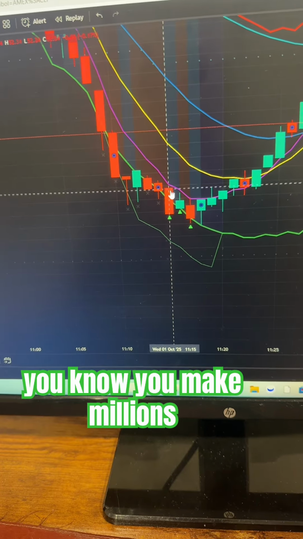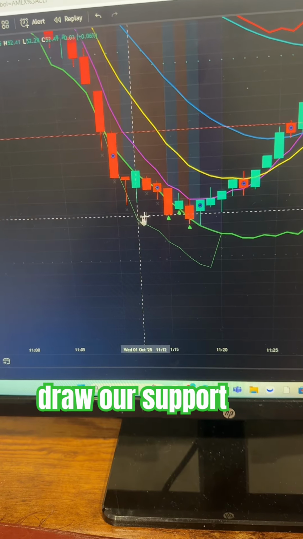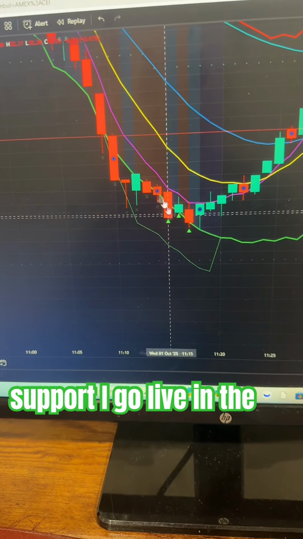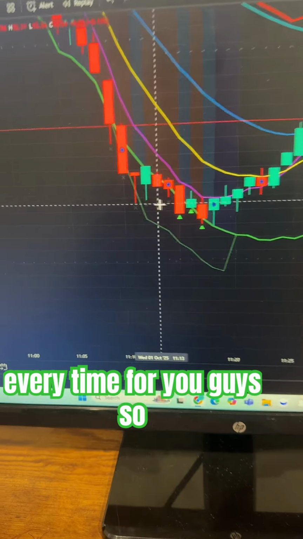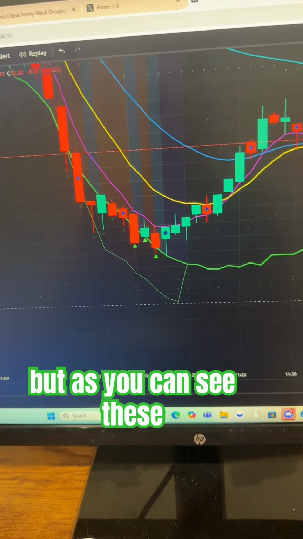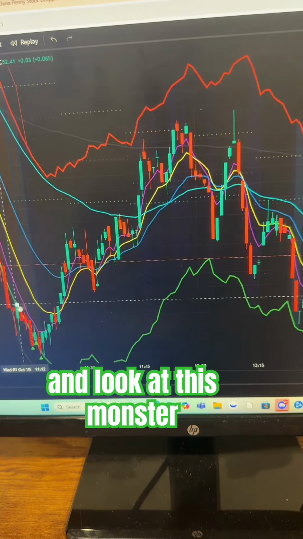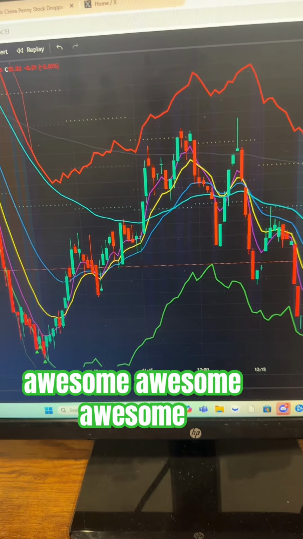you make millions. But what we do is we draw our support line, which was literally at this level here on that daily support. I go live in the Discord, and I do that every time for you guys. So if you have struggle doing that. But as you can see, these start to pop up. We took this entry in the Discord, and look at this monster V-shape up we had. Awesome, awesome, awesome trade, right?